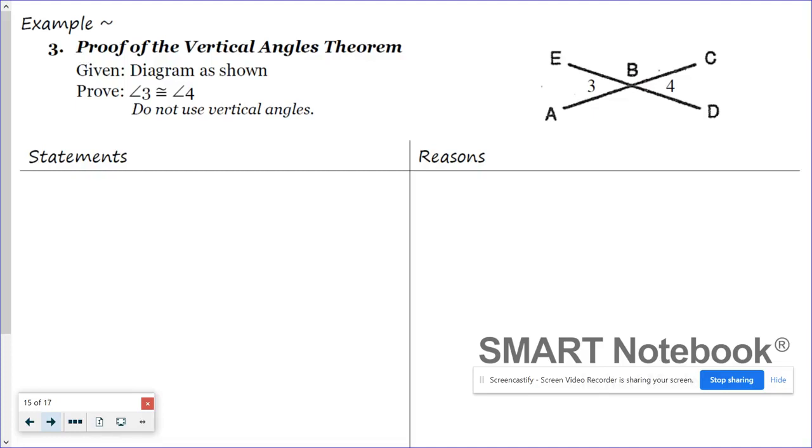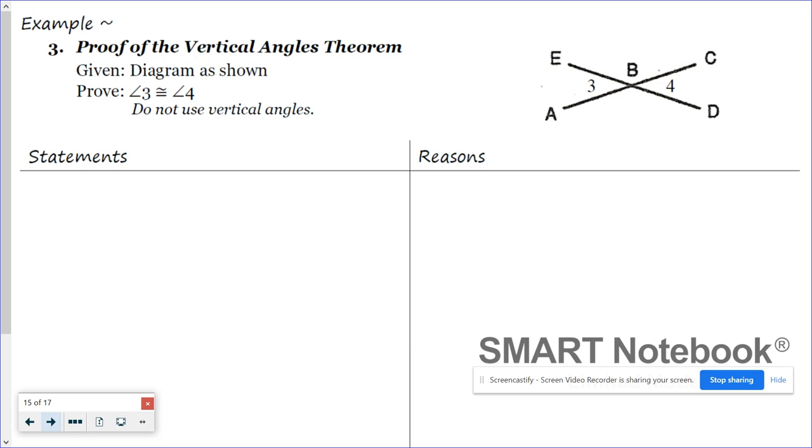Okay. Now, when we prove a theorem, you are not allowed to use the theorem in your proof. Trust me, I tried that when I was a geometry student and I was wrong. Okay, so we are not allowed to use vertical angles are congruent. No. Okay, so how else can we prove that angle 3 and angle 4 are congruent?